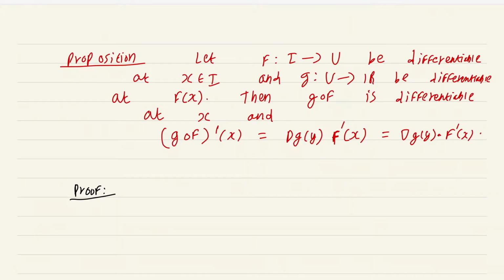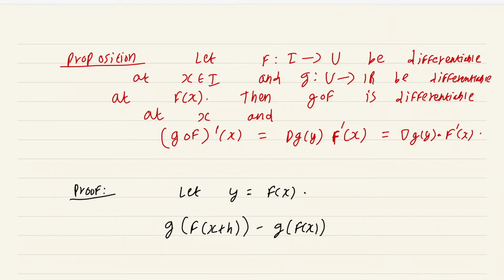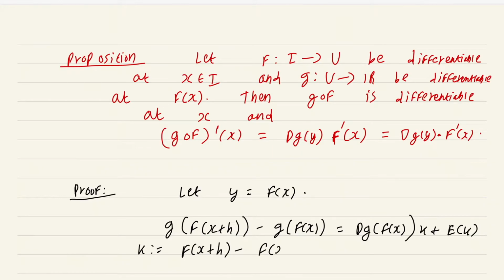So we can of course write, let y be equal to f(x). We can of course write g(f(x+h)) minus g(f(x)) is just dg(f(x)) acting on k plus e(k), where k is by definition f(x+h) minus f(x). Okay. Now what we are going to do is divide by h on both sides.